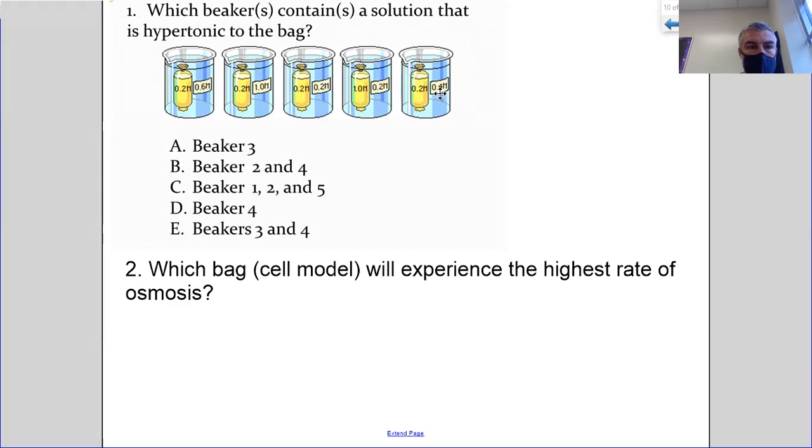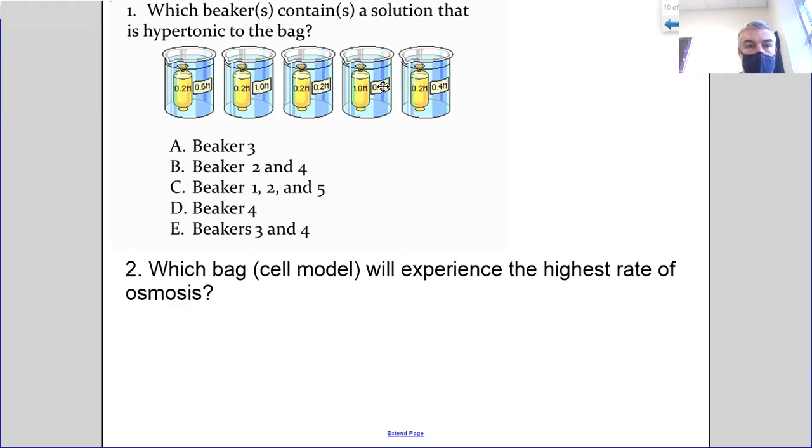5, because a lot of you were telling me C. 5 is hypertonic. I've got 0.4 moles, 0.2 moles. So this has more solutes than water. So 5 would maybe be hypertonic as well, but we're going to get rid of C right off the bat. I know 1 is. Let's go to the 3rd one. The 3rd one is isotonic. The 4th one is hypertonic and the 5th one is hypertonic. So 3 and 4 can't be an answer because this one's isotonic. So the only answer that fits in this case is D, 4.